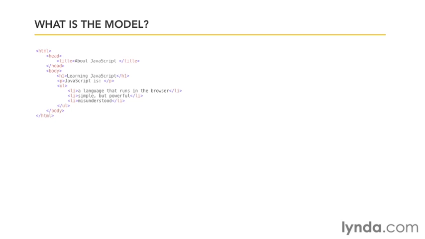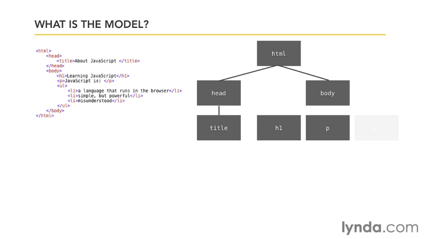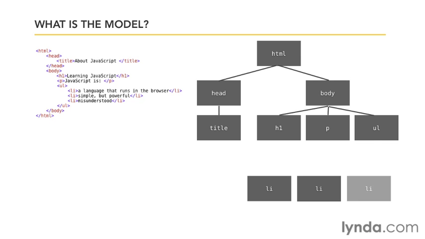Well, with a web page, we should be able to take any HTML and represent it as a tree structure. With the simplest of HTML here, it contains a head and a body. The head itself contains a title element. The body contains an H1 for a heading, a P for a paragraph, and an unordered list. The unordered list contains 3 list items. We're able, with this diagram, to represent the structure, the tree structure of this HTML document.